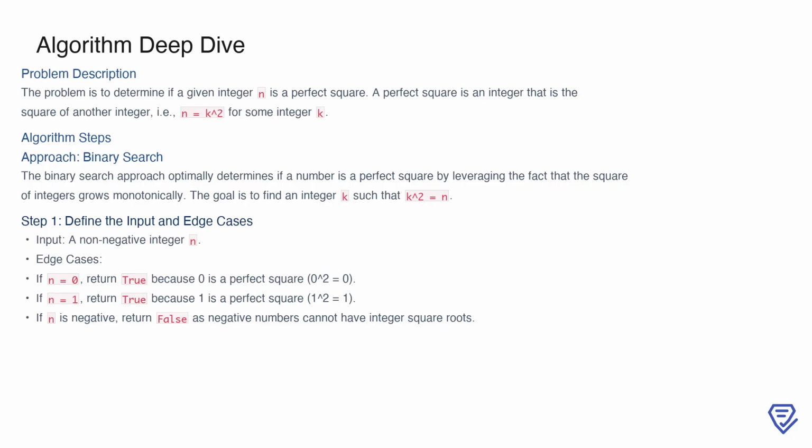We start by defining the input as a non-negative integer n and addressing some edge cases. If n is 0 or 1, we can immediately return true because both 0 and 1 are perfect squares. On the other hand, if n is negative, we return false since negative numbers cannot have integer square roots. With these cases handled, we can proceed to the core of the algorithm, which involves setting up and performing binary search to test if n is a perfect square.